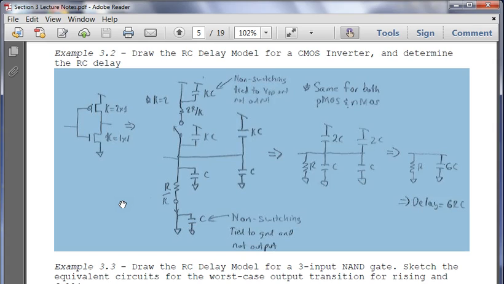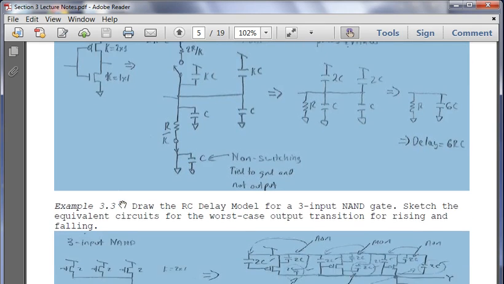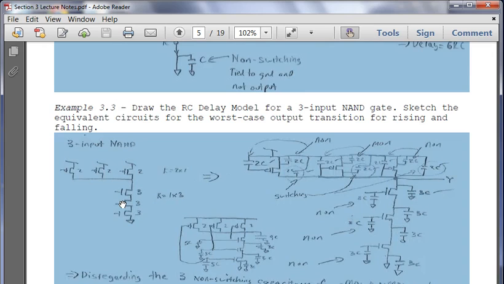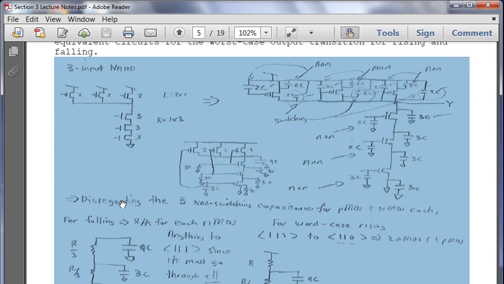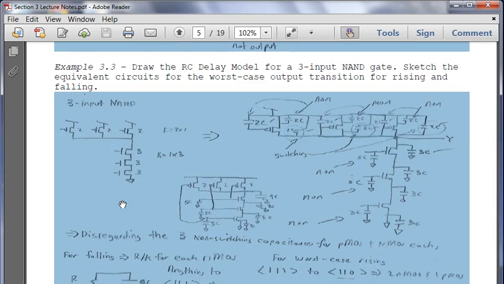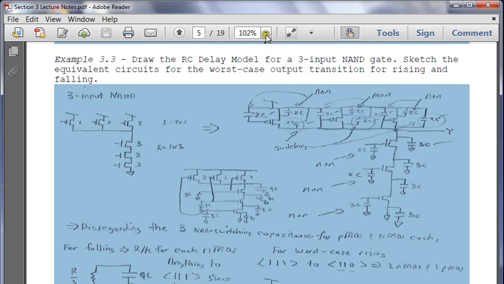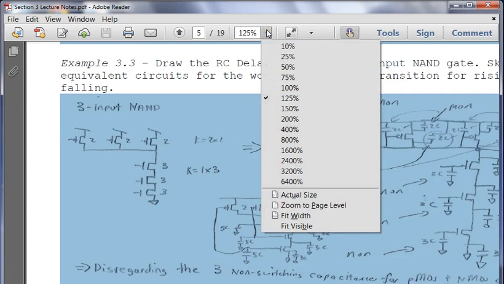So this is where it starts getting a little more complicated. So we have a 3-input NAND gate here. And we're going to be doing the same thing. So let me scroll all the way down here to show you what I'm talking about. So the question reads, draw the RC delay model for a 3-input NAND gate. Sketch the equivalent circuits for the worst case output transition for rising and falling. So this is a new aspect of it. I'm going to zoom in here a little further so you guys can see, if it actually lets me. I'll go in even further.